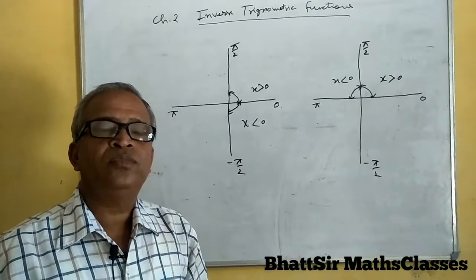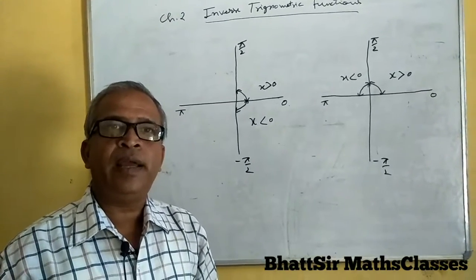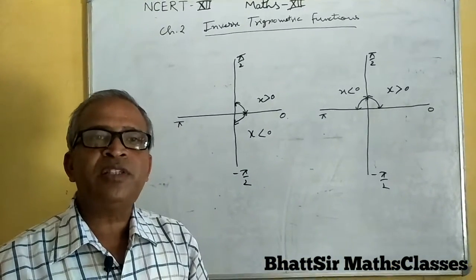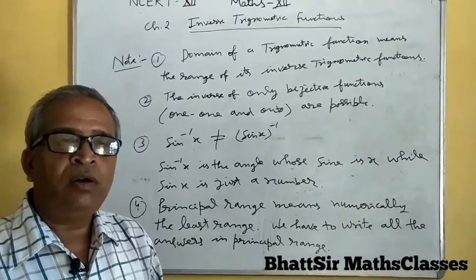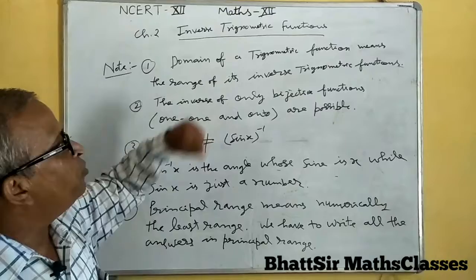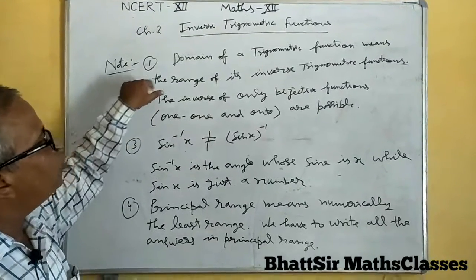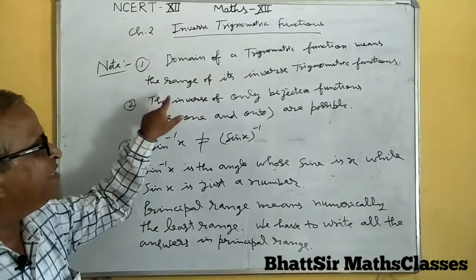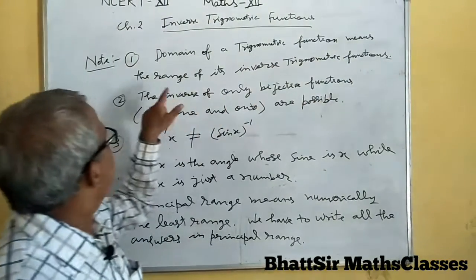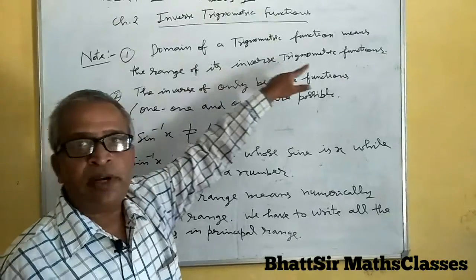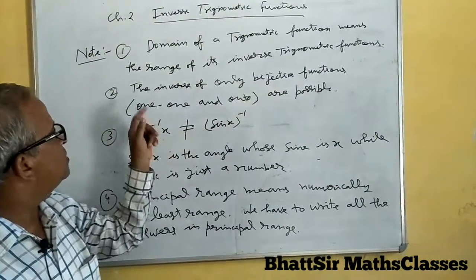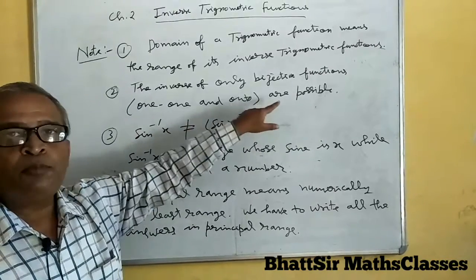I am giving some notes about the inverse trigonometric functions. Now I am explaining some important notes about the inverse trigonometric functions. Note number 1: the domain of a trigonometric function means the range of its inverse trigonometric function. Note 2: the inverse of only bijective functions, that is one-one and onto functions, is possible.